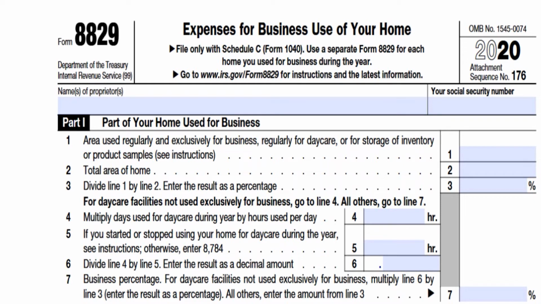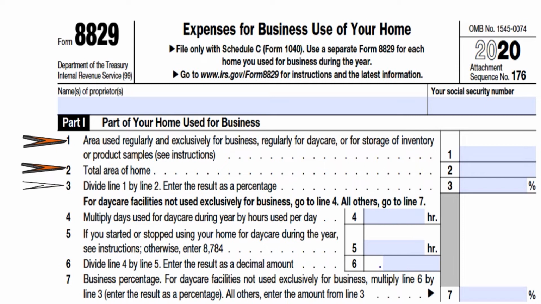In part one, this is the portion of your home used for business. Line one asks you to enter the square footage of your home office that you use exclusively for business purposes. And as I said earlier, this cannot be somewhere like your dining room that serves multiple purposes. On line 2, you enter your home's total square footage, using the same unit of measurement that you used on line 1.